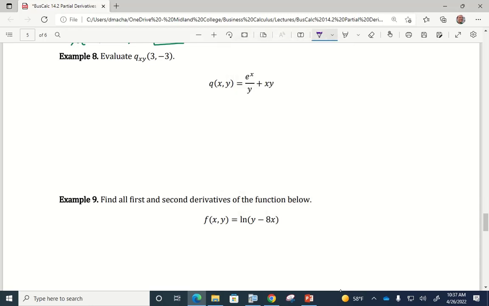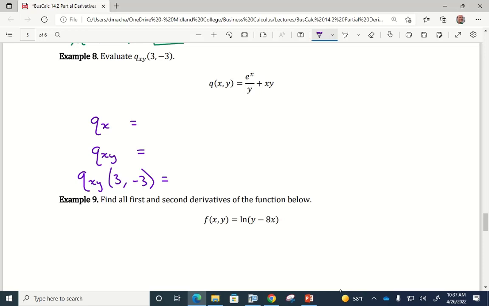So I have a function q. It's a function of the two independent variables x and y. And it's e to the power x divided by y plus x times y. And so in the end, I'm going to want to evaluate q_xy when x is 3 and y is negative 3. So I'll need to first find what is q_xy. Before that, I'll want to find what is q_x. And that's just the derivative of this function with respect to x.